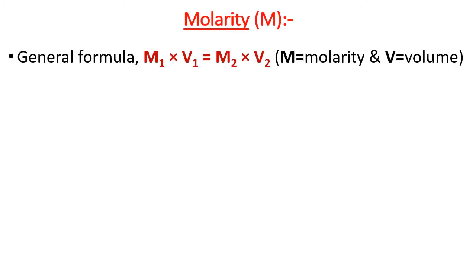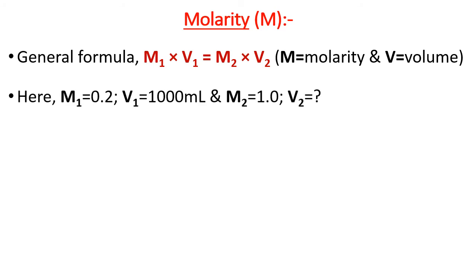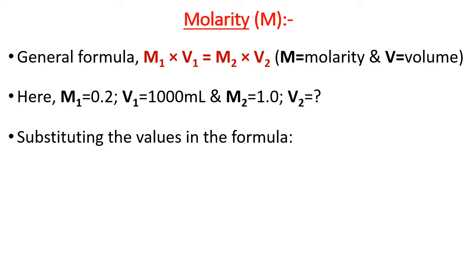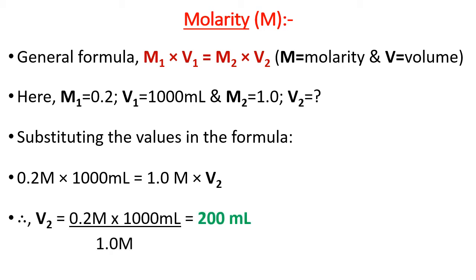General formula for molarity is m1 into v1 equal to m2 into v2, where m is molarity and v is volume. Here m1 is 0.2, v1 is 1000 ml, m2 is 1.0, v2 should be calculated. Substituting the values in the formula, 0.2 molar into 1000 ml is equal to 1 molar into v2. Therefore, v2 is equal to 0.2 molar into 1000 ml divided by 1 molar, which is equal to 200 ml.